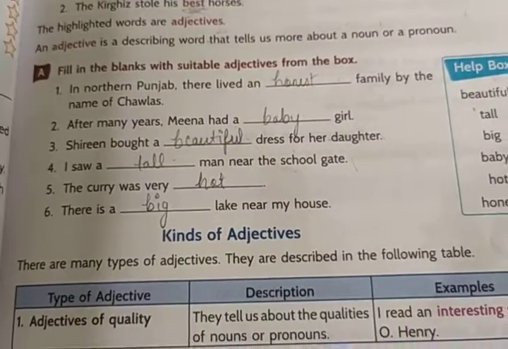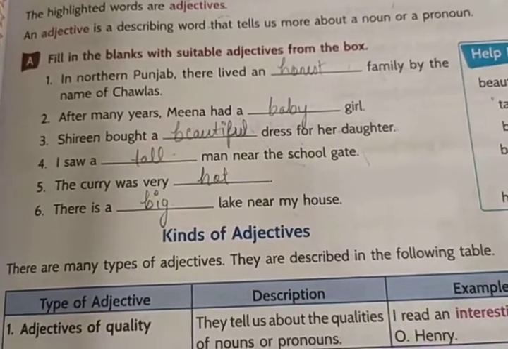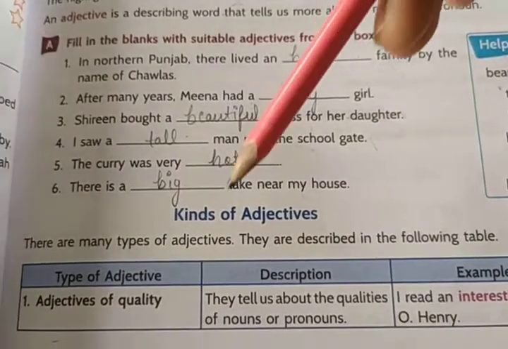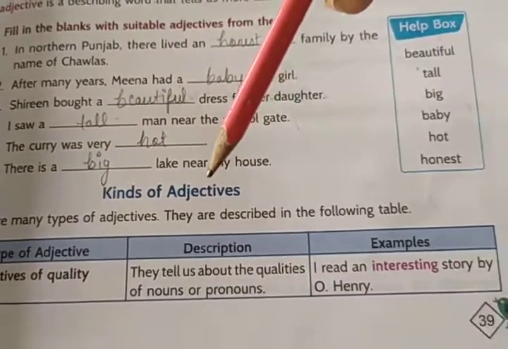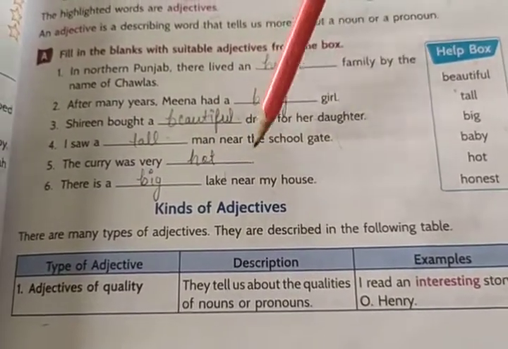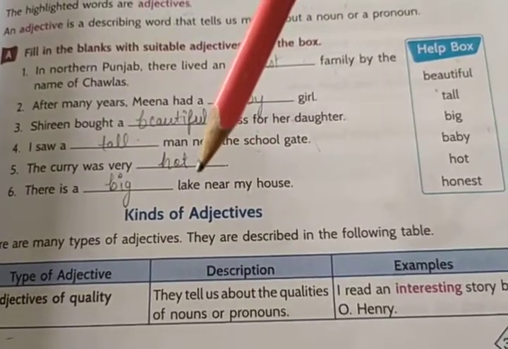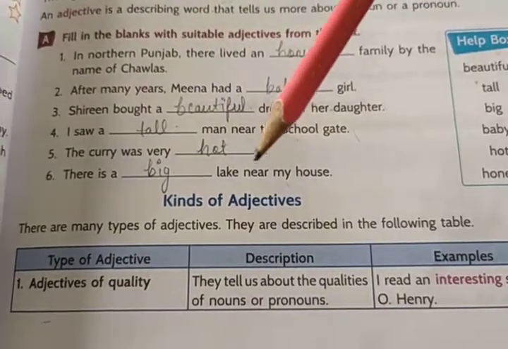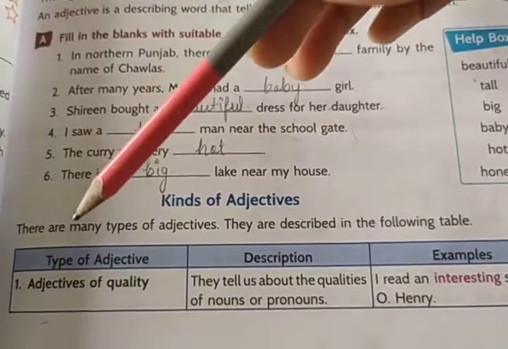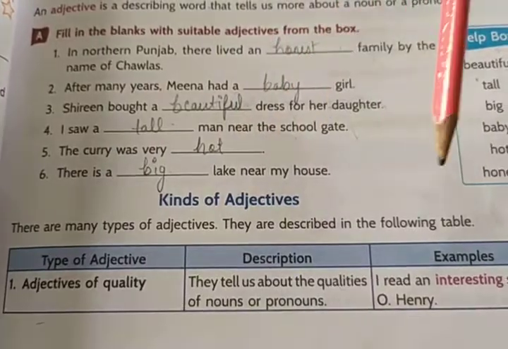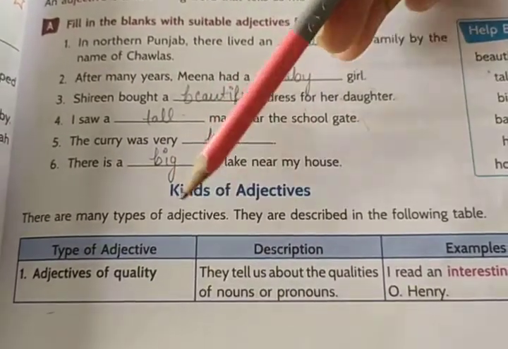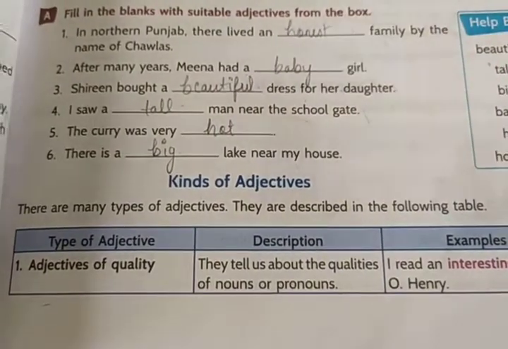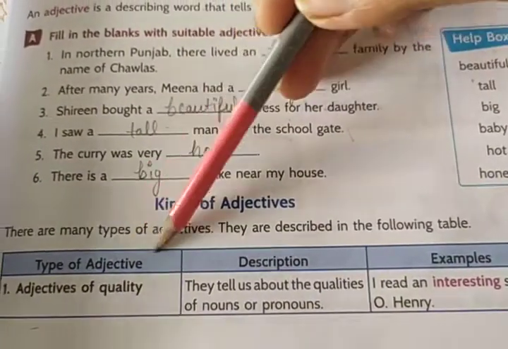Now move on to the kinds of adjectives I explained to you before, but now I just want to read out or explain how we can say the type of adjective in one sentence. All right. So there are many types of adjectives. They are described in the following table. कि जो adjectives हैं वो बहुत सारी types के होते हैं और वो इस following table में जो दिखाई जा रही है उसमें है। So first one is type of adjective.